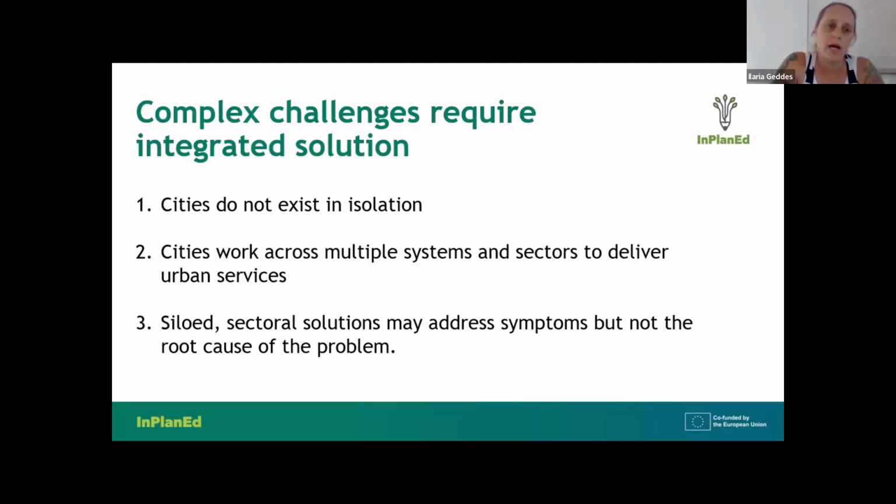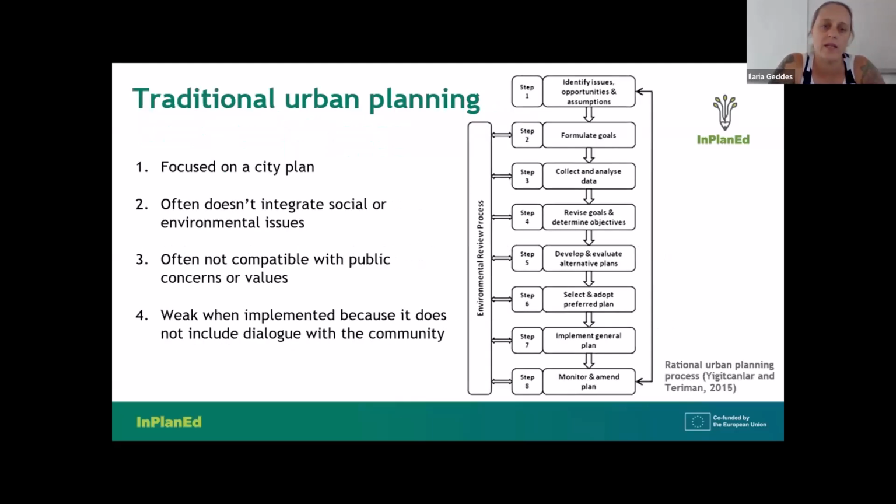So how does this planning system work? In a lot of places, it's still a traditional planning system. And that means it tends to be focused on a city plan, and often it doesn't integrate social or environmental issues. Often it is not compatible with public concerns or values, meaning that it doesn't address a future vision of a city. And it tends to be weak in implementation because it doesn't include a dialogue with the community.